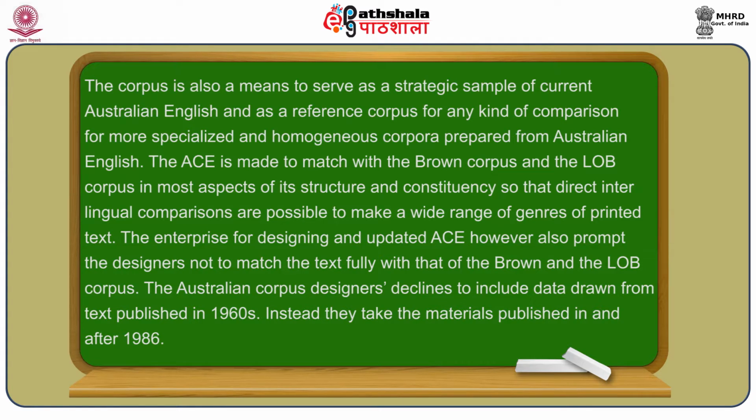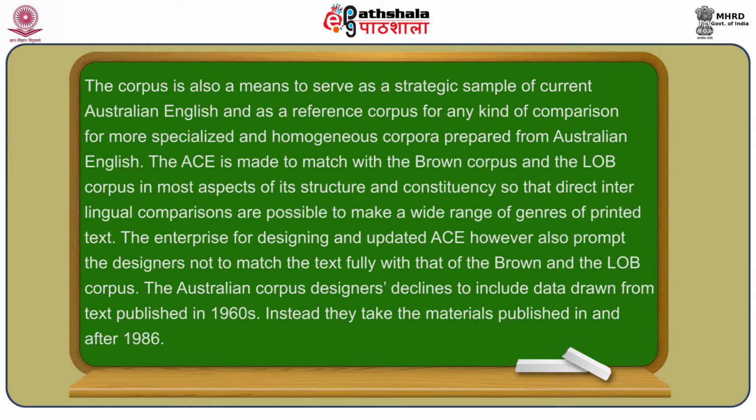That means the Australian corpus designers decline to include data drawn from texts published in the 1960s. Instead of that, they take the materials published in and after 1986. So you can find that there is a deviation of the years, the date which has been followed in the cases of the Brown corpus, the LOB corpus, and that of the Australian corpus of English, ACE.